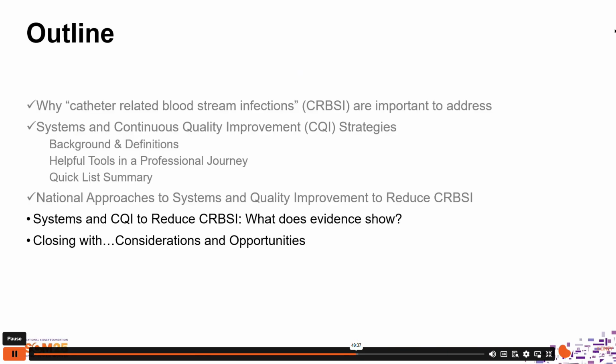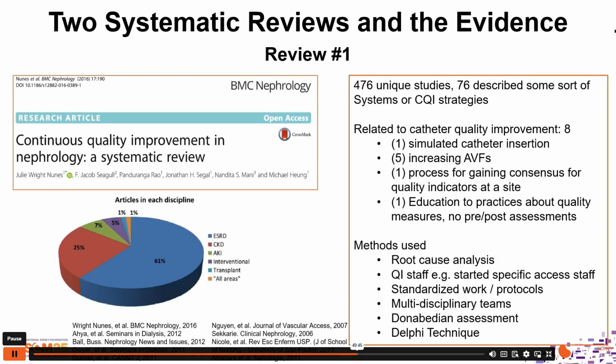Okay. So we've covered a whole bunch, and now we're going to move into, well, what does the evidence show? I'm going to review 2 systematic reviews that are talking about the evidence that's been published using systems and quality improvement strategies, and what the outcomes have been, and whether it has impacted outcomes related to infection.